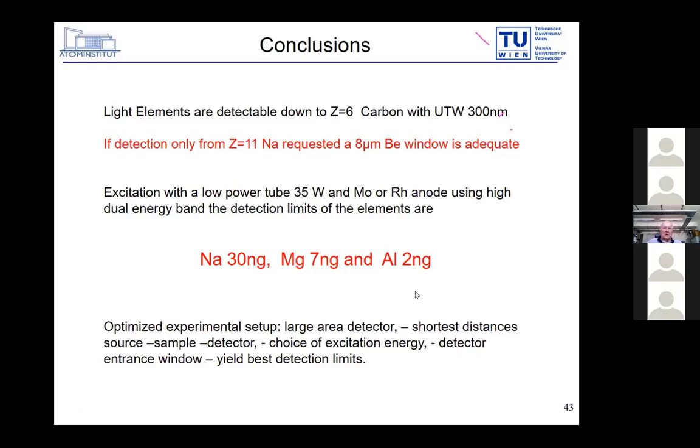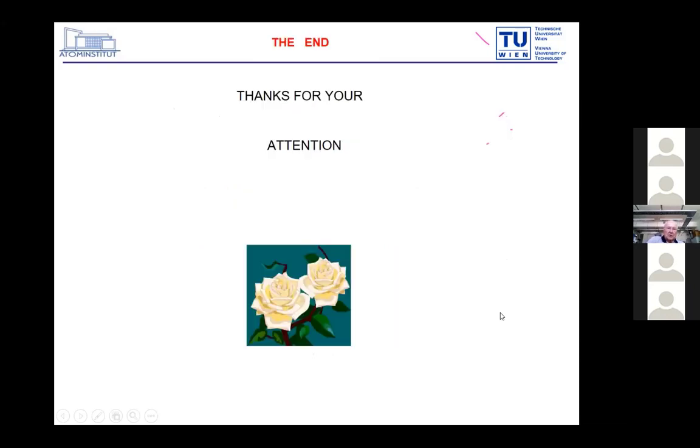Of course, you can optimize it with a larger detector, with a high power tube, and with special detector windows as well. So I'm thanking you for your attention, and I hope I could convince you with these results.